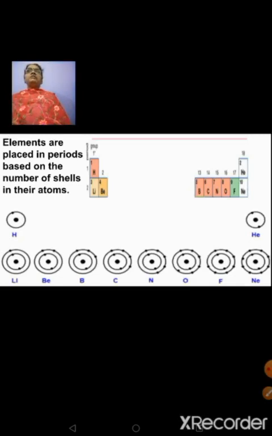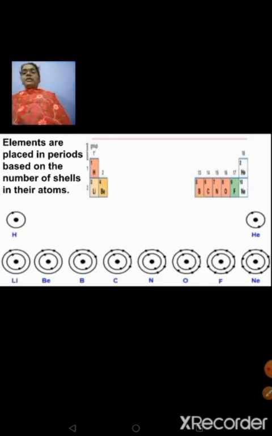So first period elements will have only 1 shell. Second period elements will have 2 shells. Third period elements will have 3 shells. It's like that. I've given an example here. See, in the first period, you have only 2 elements. What are they? Hydrogen and helium. So what's the atomic number of hydrogen? 1. So how many electrons will it have? Only 1 electron. What is the atomic number of helium? 2. So how many electrons is it going to have? 2 electrons. So obviously they both will have only 1 shell. Why? The capacity of the first shell is to hold 2 electrons. Therefore helium will also have only 1 shell.